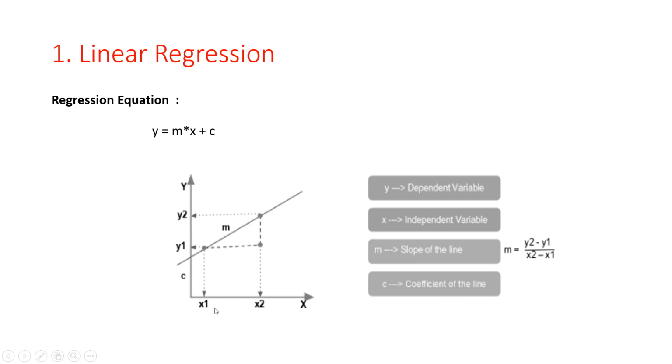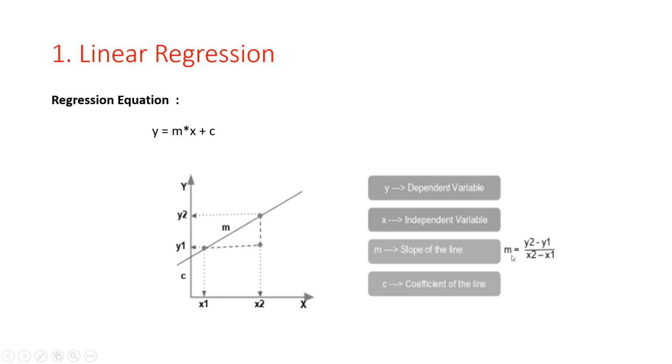In this graph, I am using two independent variables x1 and x2, and two dependent variables y1 and y2. We get a linear graph with slope m and coefficient c. For two dependent and two independent variables, m is equal to y2 minus y1 divided by x2 minus x1. So here we get the slope of the line.